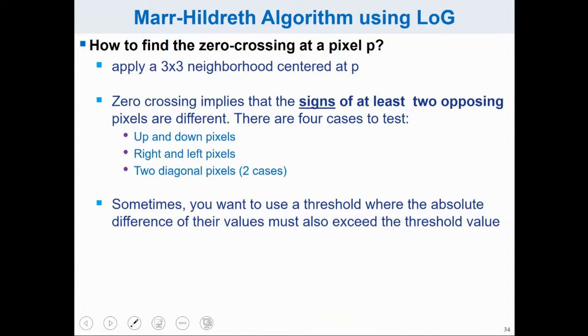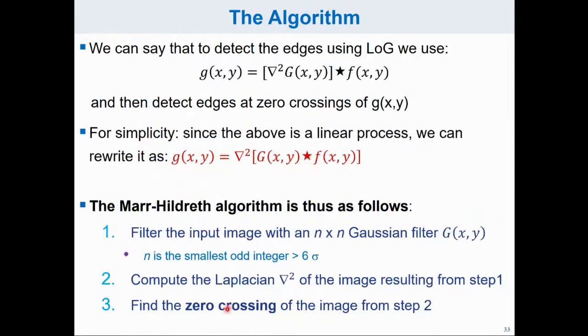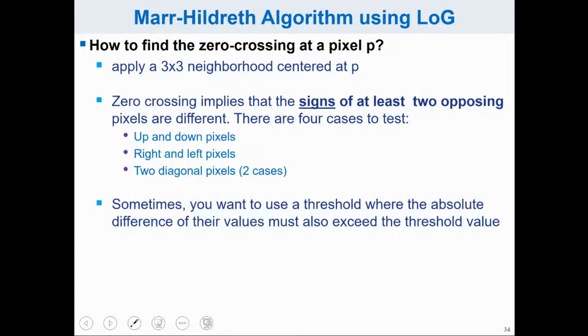How do we find the zero crossing at any pixel? Basically, a zero crossing means that two opposing pixels have different signs. So the up and down pixels, the right and left pixels, or two diagonal pixels will produce opposite signs, one plus and one negative. Once I see that, I will find the zero crossing between them.